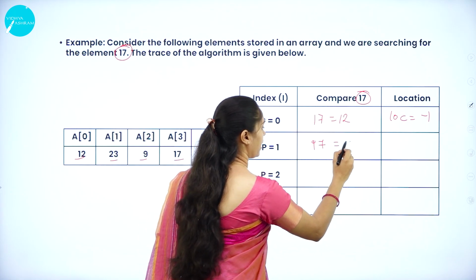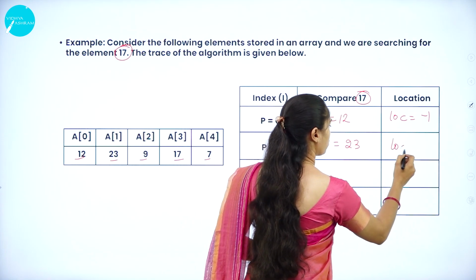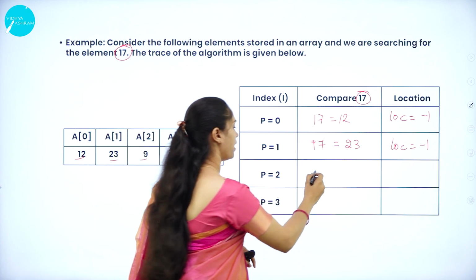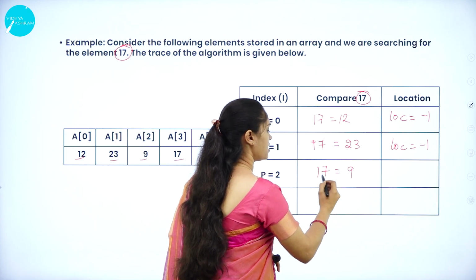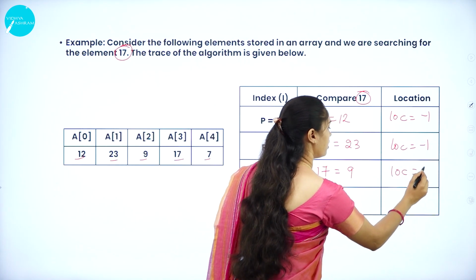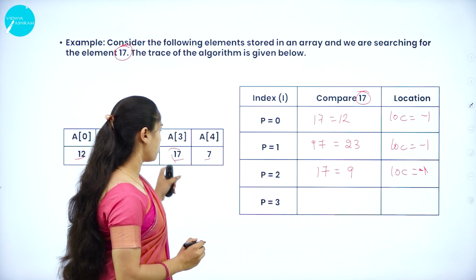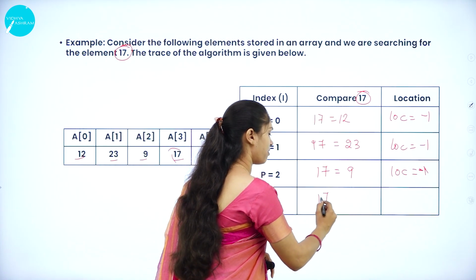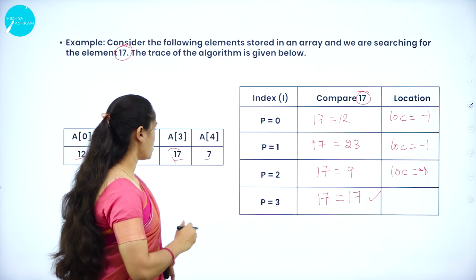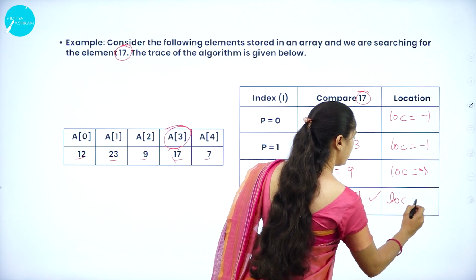So I have the next element called 23. I am going to compare 17 with 23. Is 17 equal to 23? No, right? Then the location will be -1 itself. In the next iteration, I am going to compare 9 with 17. Is 17 equal to 9? No, then the location becomes -1. So at last I have 17. I am going to check whether 17 is equal to 17. This becomes true. And what is the location of this value? That is A of 3. So the location becomes 3.